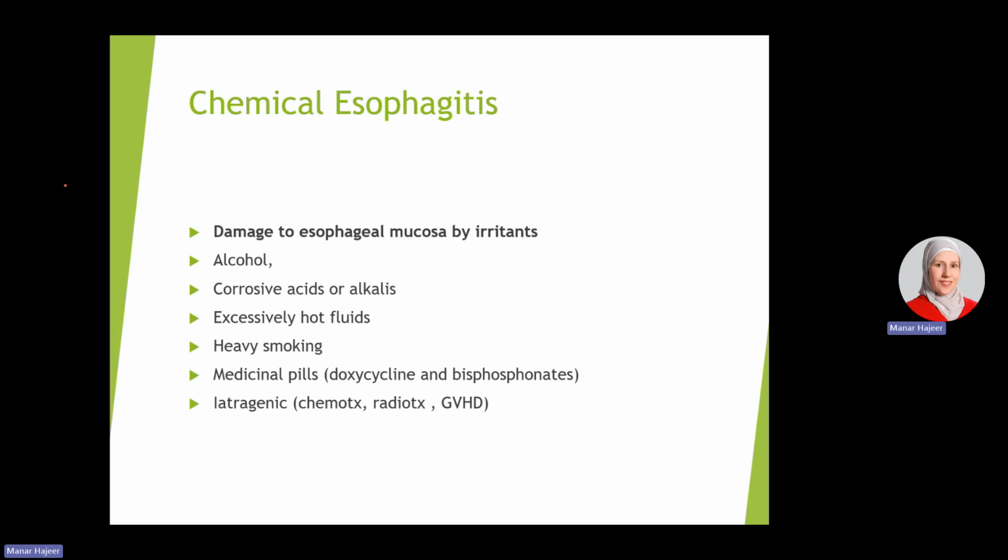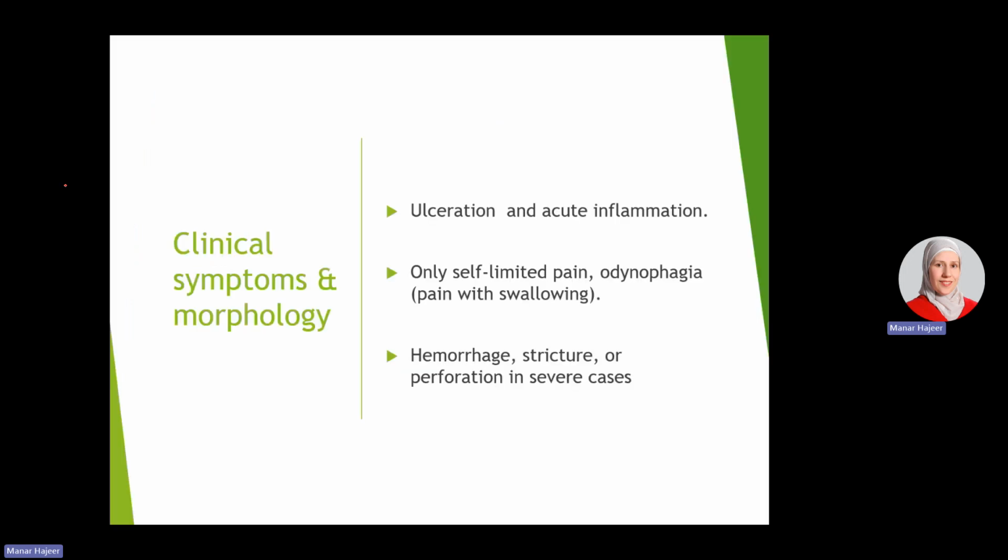Iatrogenic causes of chemical esophagitis include chemotherapy, radiotherapy, and graft versus host disease. Chemical esophagitis can cause ulceration of the esophagus, with acute inflammation and sometimes with a self-limited pain called odynophagia, that is, pain with swallowing. It can be complicated by hemorrhage, by stricture, which can lead to esophageal stenosis, as we mentioned at the beginning of the lecture, or by perforation in severe cases.